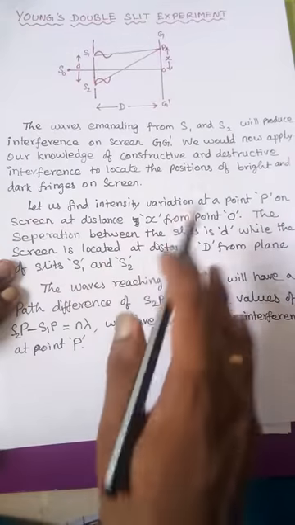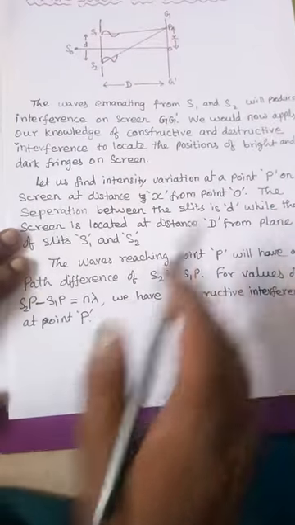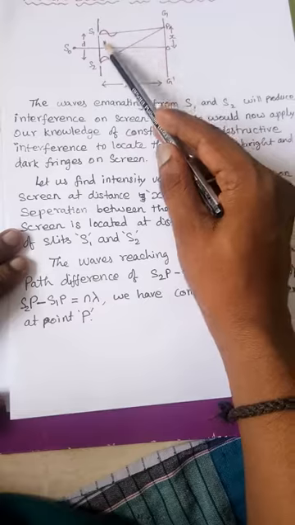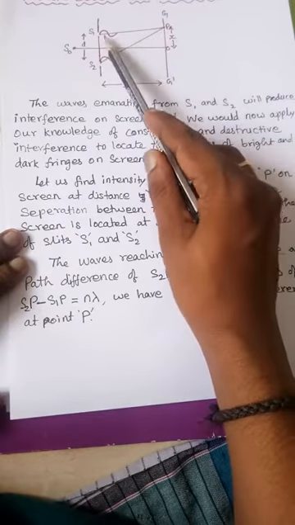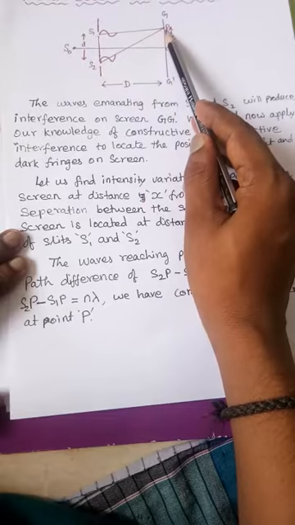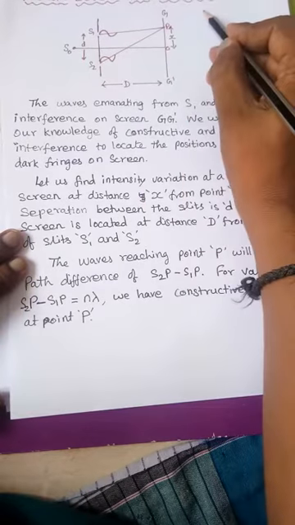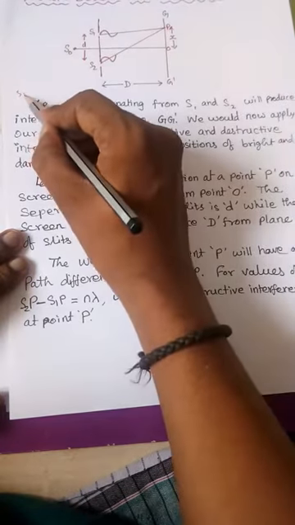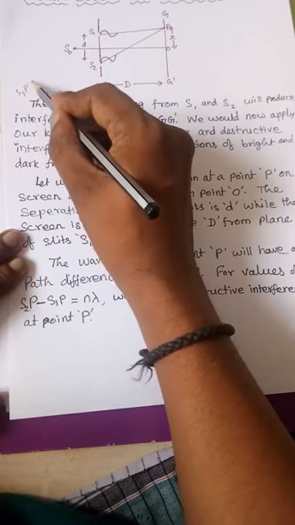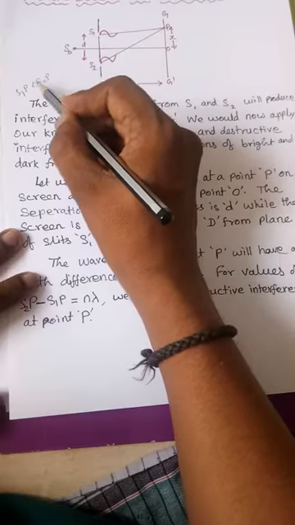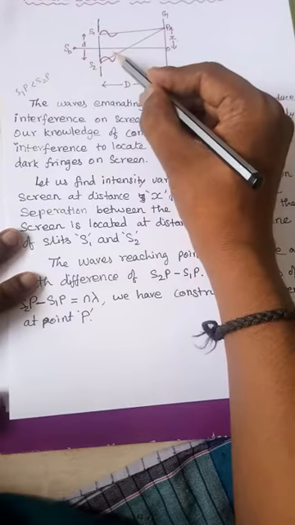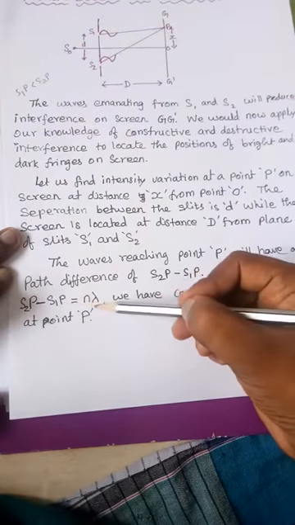Now we want to find the path difference. First, path difference means, you see S1P and S2P. S1P is somewhat less than S2P. So some path difference is produced. That path difference is nothing but n lambda.